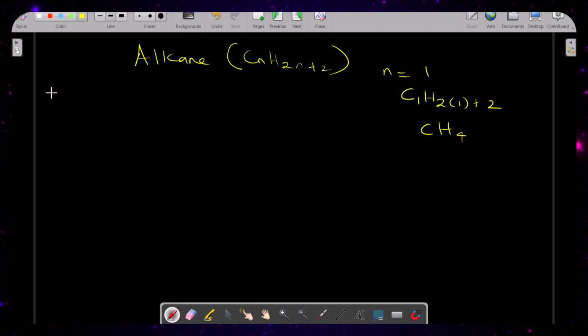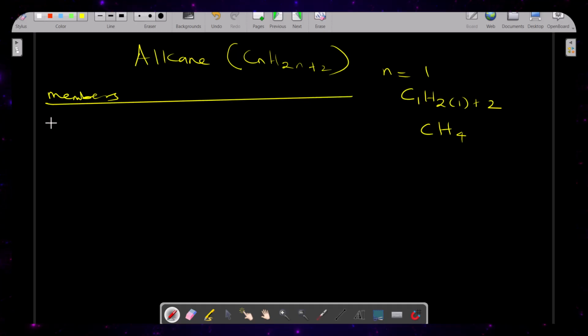So the first member of alkane, let's look at the members that we have. The first member of alkane is going to be what? The first member that we have here is what we call CH4. So this CH4, this is number 1. What do we call this CH4? This one is for alkane. This one is called methane. Why methane? One carbon atom is called meth.